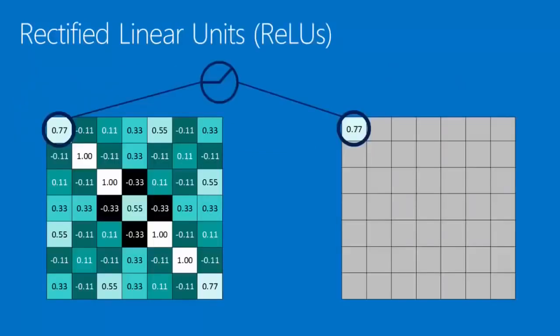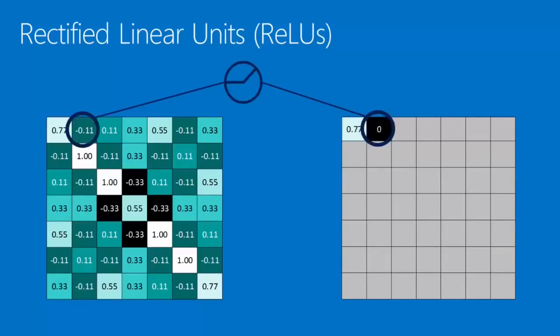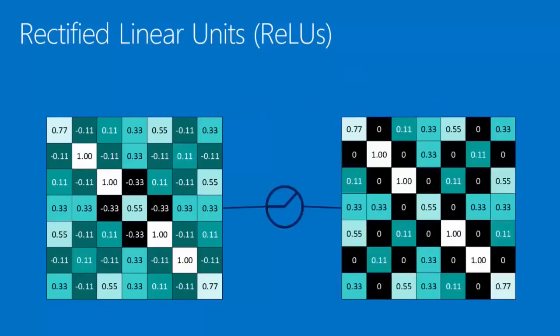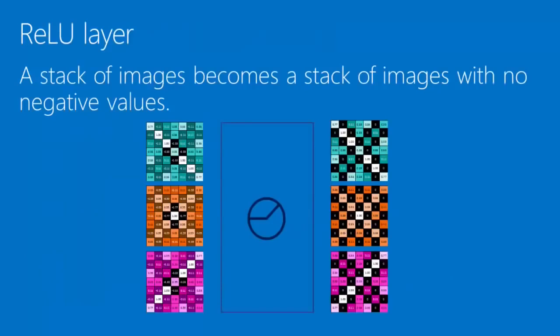So for instance, if we're looking back at our filtered image, we have what are called rectified linear units. That's the little computational unit that does this. But all it does is step through everywhere there's a negative value, change it to 0. Another negative value, change it to 0. And by the time you're done, you have a very similar looking image, except there are no negative values. They're just zeros. And we do this with all of our images, and this becomes another type of layer. So in a rectified linear unit layer, a stack of images becomes a stack of images with no negative values.